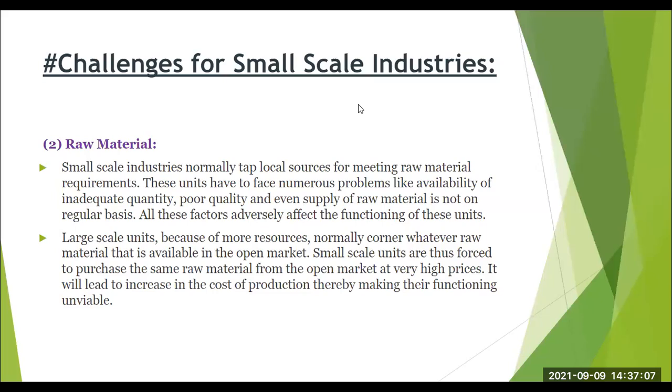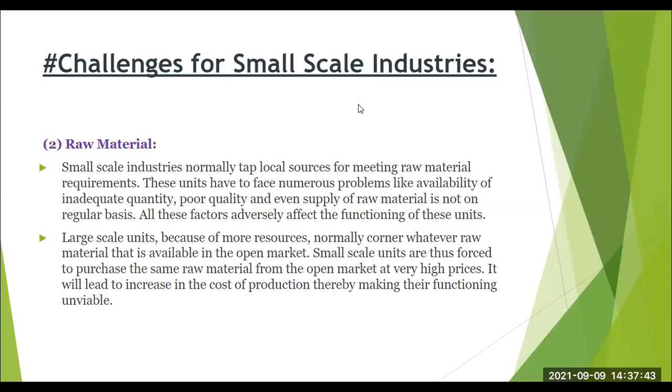Even if you are running out of funds, you need to take a loan, take money on credit, and purchase the raw material. That means whatever the case could be, you need to be ready to pay the higher price of the raw material because you need it. Anyhow, you could not bear the losses of stopping the industry that we work in. So that is why you will be forced to buy raw materials at very high rates. It will lead to an increase in the cost of production automatically, thereby making their functioning unviable.